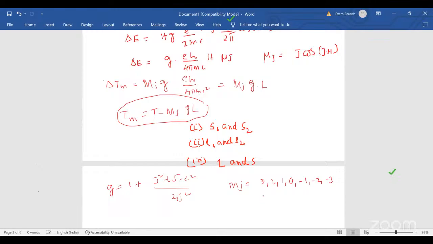Okay, 12 by 3 and 8 by 3, 4 by 3, 0 gives 0. Then you'll get the minus signs, -4 by 3, -8 by 3, and -12 by 3. So that spectral representation is given here. Then see the spectral notation given here.